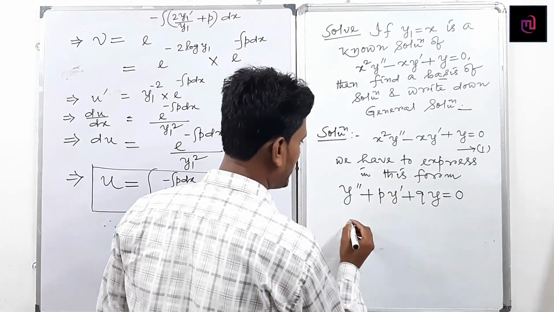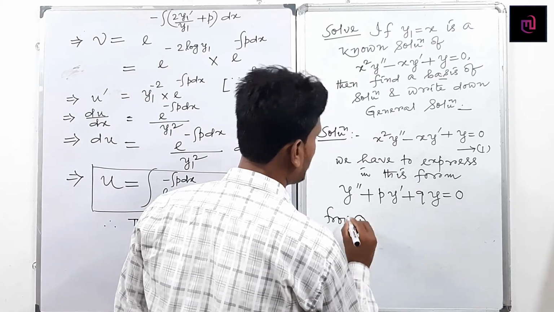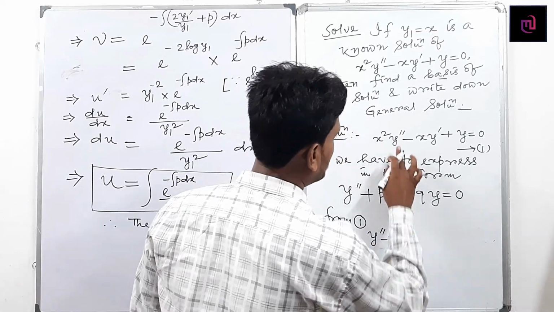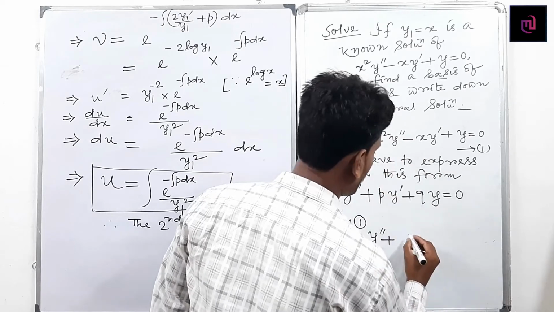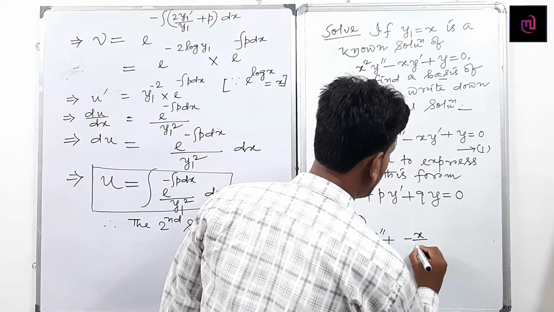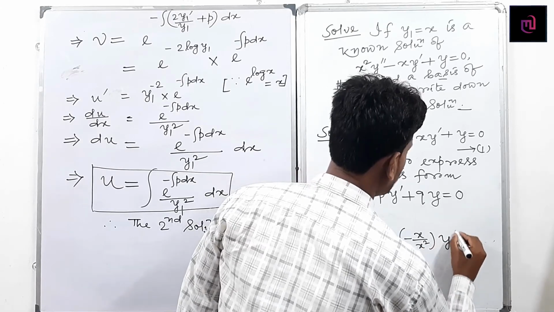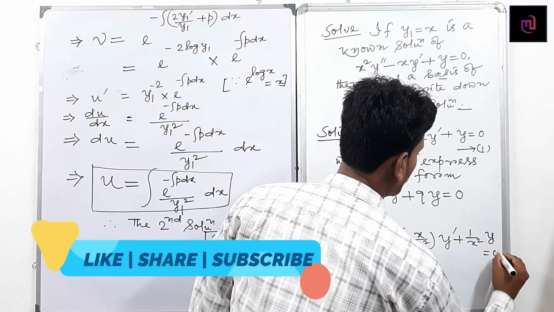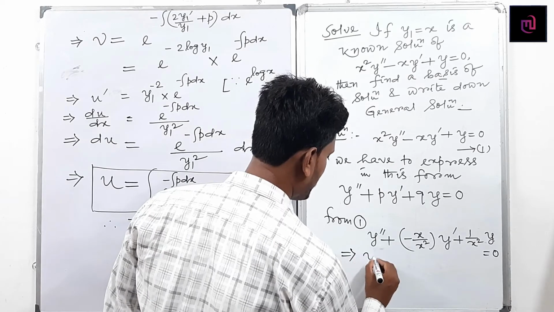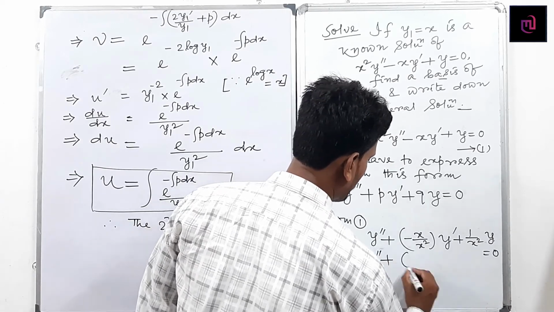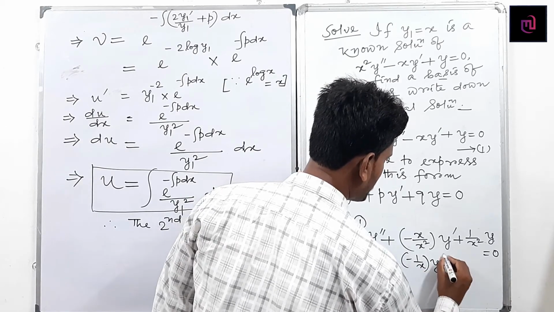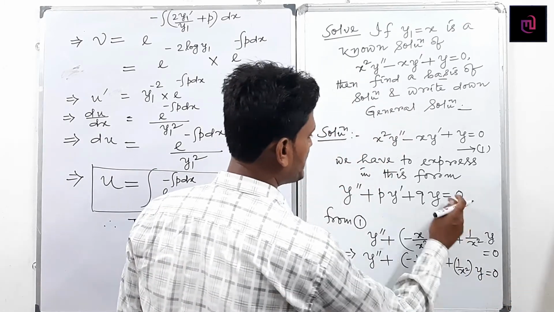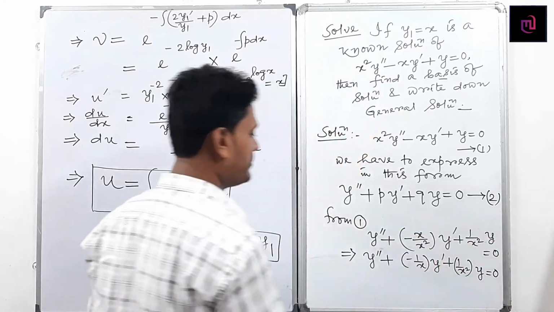So from equation 1, dividing both sides by x², we get y'' − (x/x²) y' + (1/x²) y = 0. Finally, y'' + (−1/x) y' + (1/x²) y = 0, which is expressed in this form, equation 2. So what is the value of p and what is the value of q?